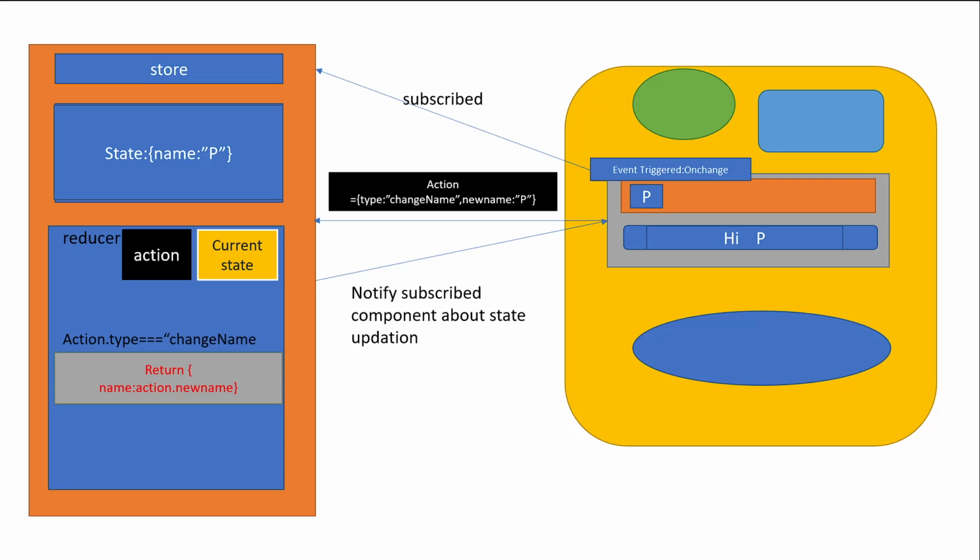Now if we type R, the same process will occur. The on change event is triggered, the action object is changed, and this action object is sent to the store. Reducers will be given the current state and the action object, and a new state is returned from here. Then the new state will replace the old state. So now the new state has the name PR. As this state is immutable, we cannot change properties directly in the old state. Rather, we always have to return a new object from the reducers. And the UI is updated with hi PR.